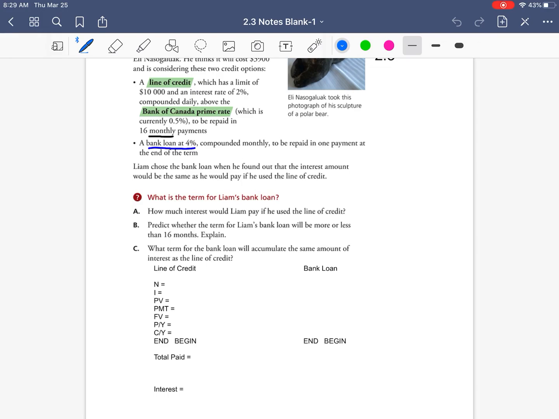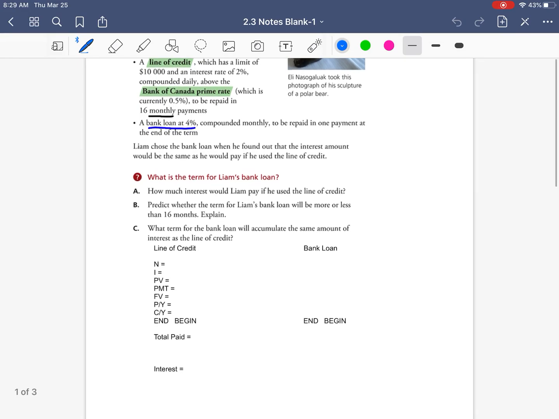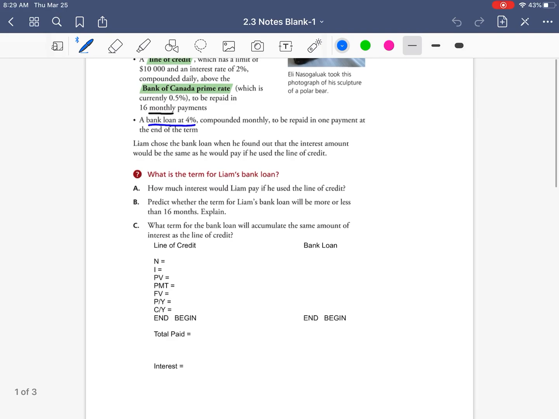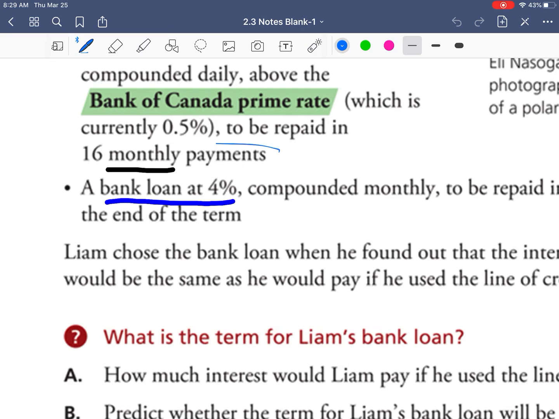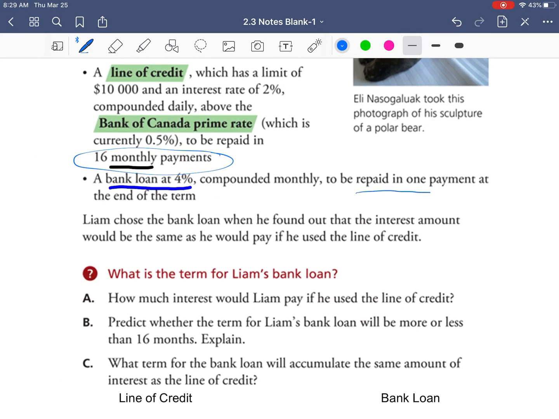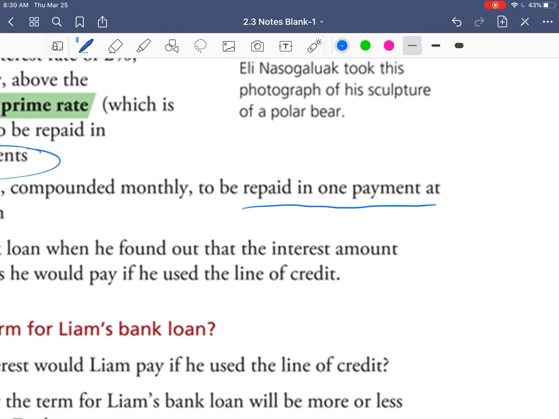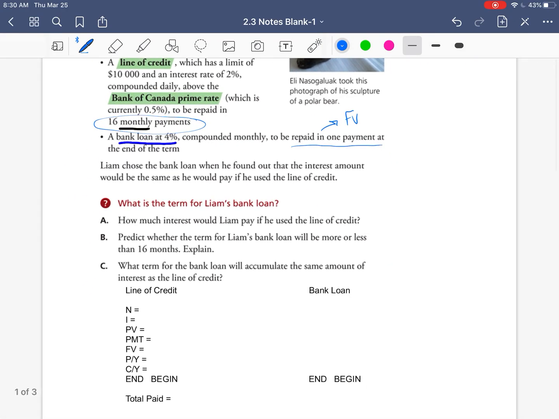So right now, according to when this textbook was written, it was 0.5%. I'm not entirely sure what it is right now. To be repaid in 16 monthly payments, or a bank loan of 4% compounded monthly to be repaid in a one-time payment at the end of the term. So a couple things. There's a difference between how we set up our N I% PV PMT FV when it has monthly payments and when it is repaid in one payment. When it's repaid in one payment at the end, essentially what you're going to be looking for is your future value.